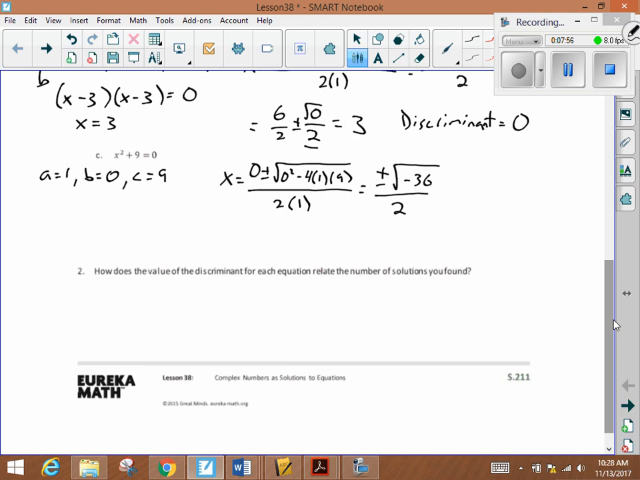And hey, now that we have i, we no longer say this is just a non-real solution. We can actually express the solution as a complex number. This negative 36 is the same thing as positive 36 times negative 1. So whenever you see the negative there, you can go ahead and remove it by putting an i.